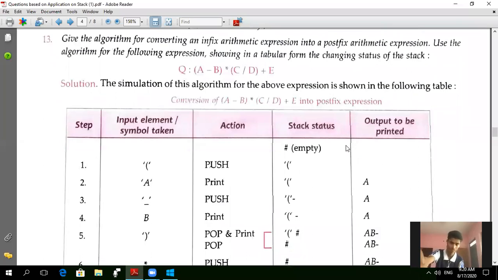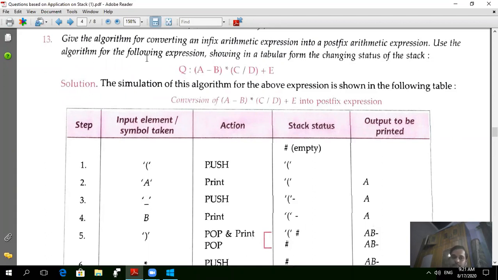Now this example you have to understand by yourself because this is the last example which I explained in the previous class. Look, give the algorithm for converting an infix arithmetic expression. Here Q colon is just like a function. The expression starts from here: bracket a minus b bracket close multiply bracket c divide d bracket close plus e. Convert this arithmetic expression into a postfix arithmetic expression. Here you have to convert your infix expression to postfix expression.